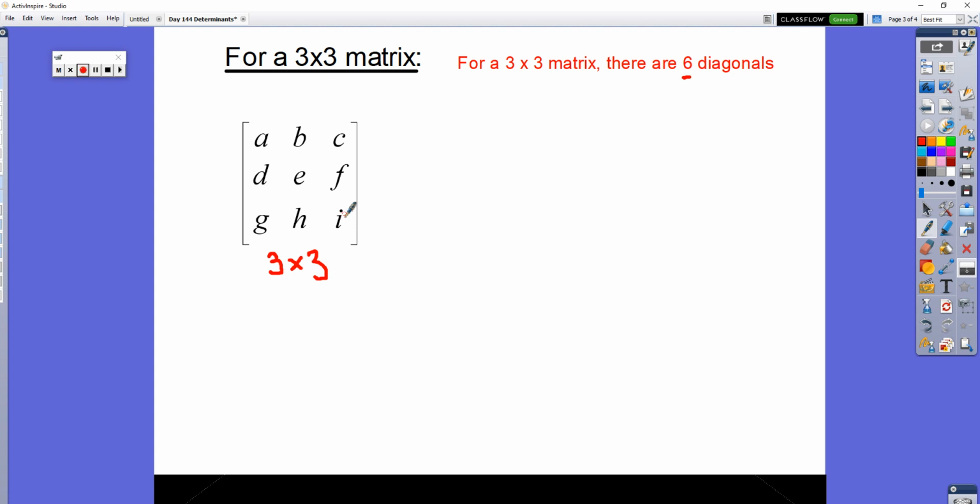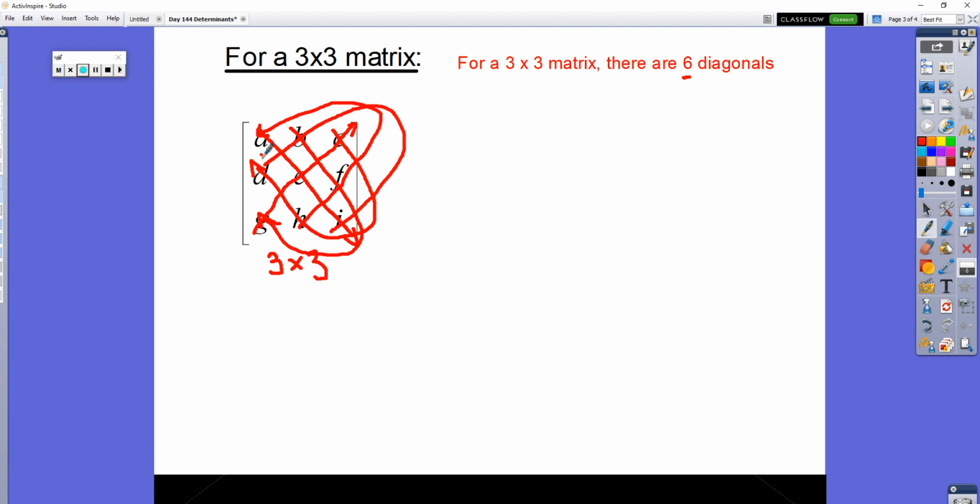The person who invented this, I'll show you the way they did it. This is one diagonal, A times E times I, and then this person practiced wrapping around. So the next diagonal would be B times F, and it would wrap around to G. And the next diagonal would be C, and it would wrap around to H and D. That's only 3 diagonals, by the way. The other 3 diagonals head in the opposite direction. You've got G times E times C, H times F wrapping around to A, and I wrapping around to B and D.